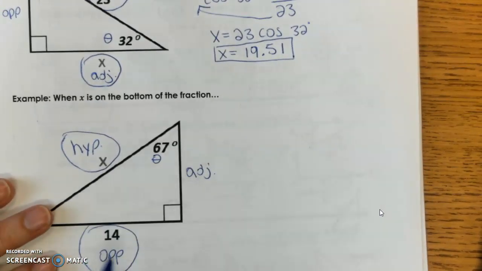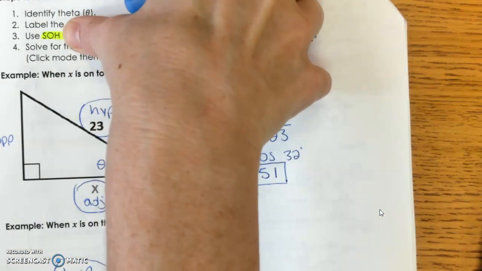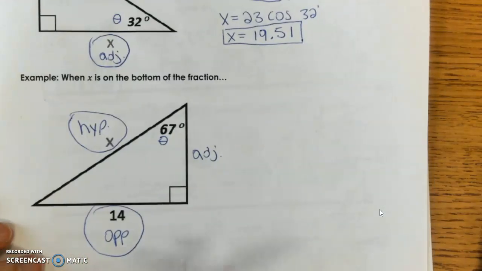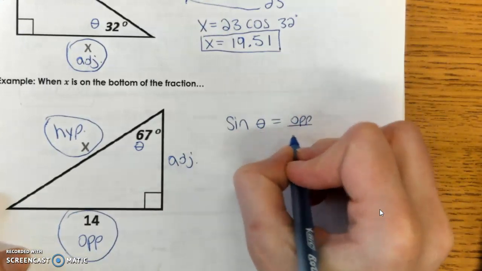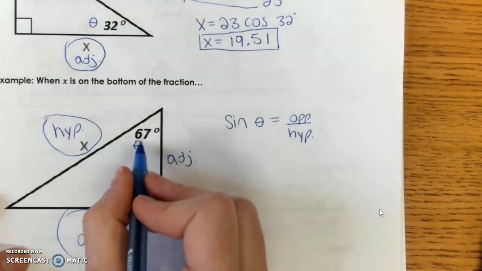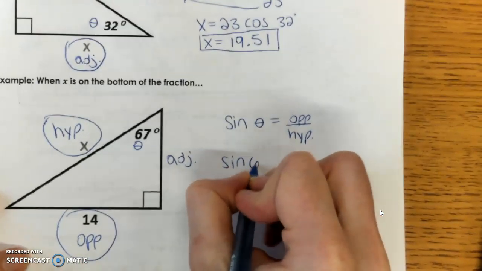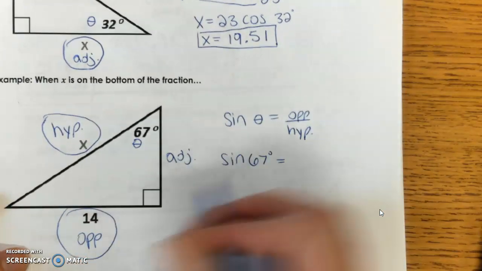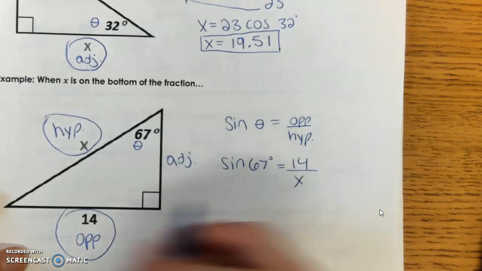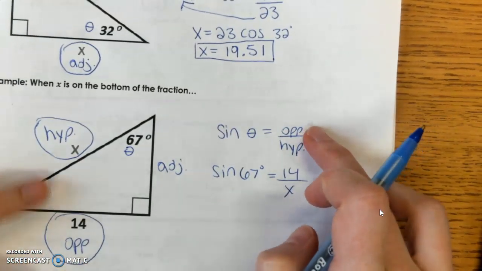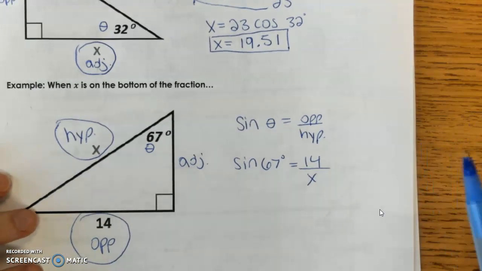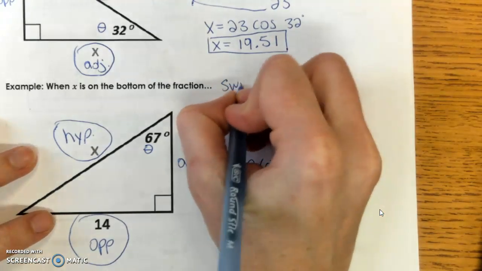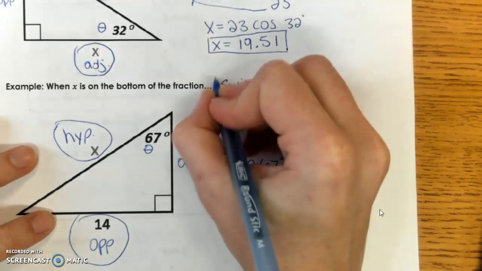So looking back, I have an opposite and a hypotenuse. Can I use sine? Yes, I can. Sine is opposite and hypotenuse. So I know that sine of theta is equal to opposite over hypotenuse. My theta is 67, so sine of 67 degrees is equal to 14 over x, right? 14 is my opposite side, x is my hypotenuse. So now I have x on the bottom of the fraction, so I can't kick it, right? I'm going to switch it.